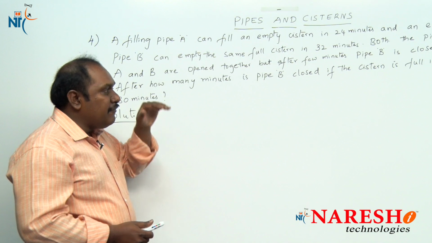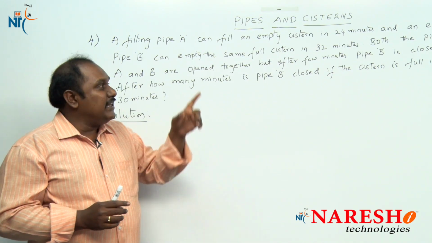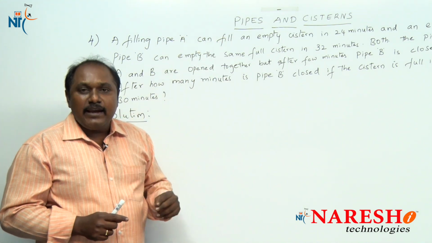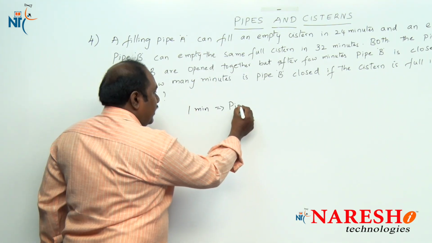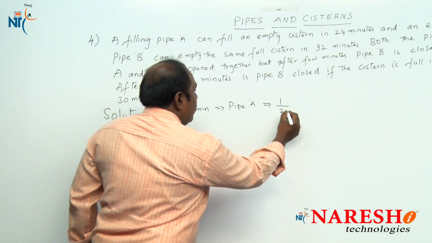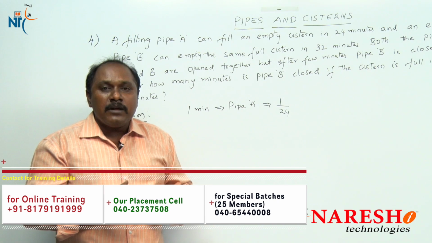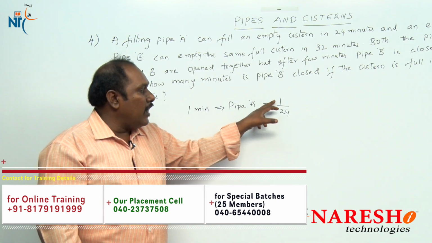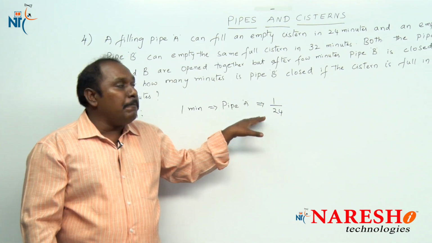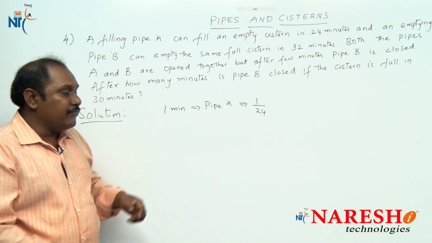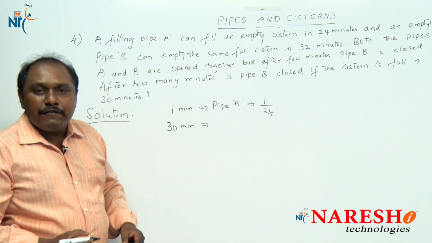Now based upon the given information, I can find out how much part of the cistern is filled by pipe A in that 30 minutes. In 1 minute, pipe A fills 1/24th of the cistern. That is, in 1 minute, it fills 1 part out of 24 parts. Now this pipe is opened for all 30 minutes. So in 30 minutes, how much part of the cistern will it fill?